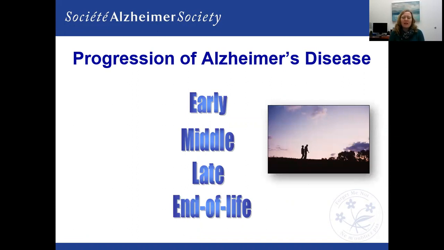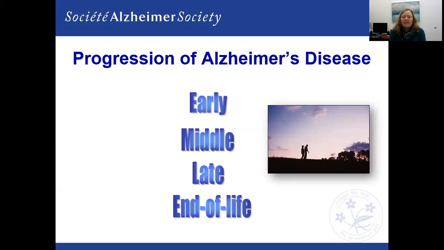One common question that we get asked at the Alzheimer's Society is, how long can a person live with Alzheimer's disease? As we've already discussed, Alzheimer's disease is a condition in which brain cells progressively degenerate. Alzheimer's disease typically follows certain stages, which can bring about a number of changes for the person and the family members who are supporting them.